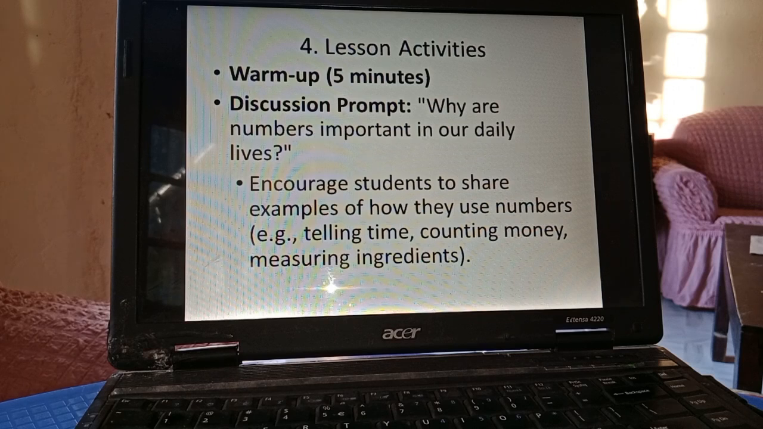Lesson activities: warm up, 5 minutes. Discussion prompt: why are numbers important in our daily lives? Encourage students to share examples of how they use numbers, e.g. telling time, counting money, or measuring ingredients.